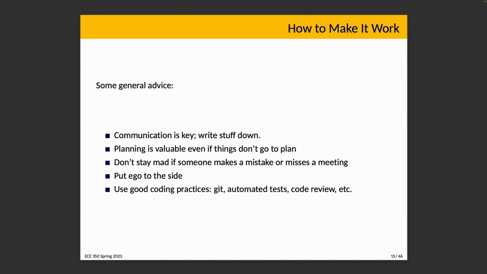Number 3, don't stay mad if someone makes a mistake or misses a meeting. People will be imperfect. Everyone's human, as the saying goes. And people will make these mistakes, and being mad isn't constructive, right? So don't be that person. If you are missing a meeting that you should have attended, or you're not testing your code well enough or whatever, that's something you should improve on.